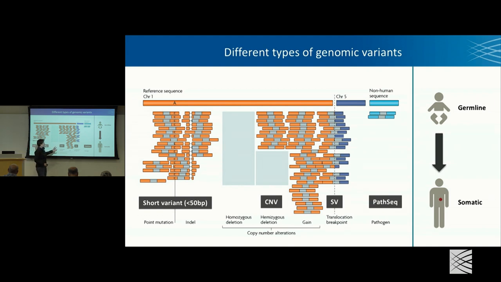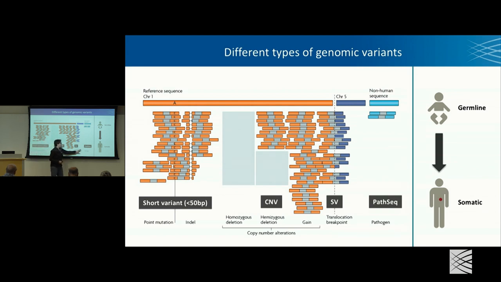Then we have a category that is more complex, copy number variation, as well as structural variation. Technically, copy number variation can be considered a form of structural variation. And that's when you have additional copies of a particular region of the genome or a deletion of some copies. With structural variation, you can have rearrangements. Here we're representing a sequence from a different chromosome that got translocated from chromosome 5 to chromosome 1. And there are various different forms that this can take.